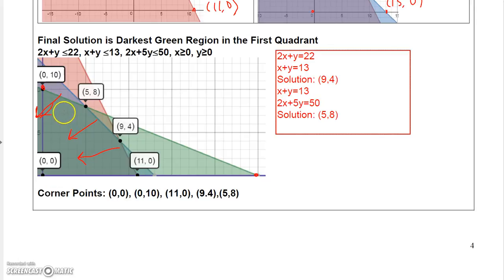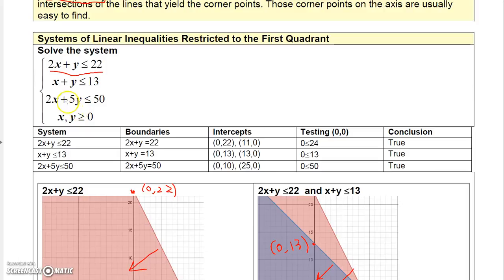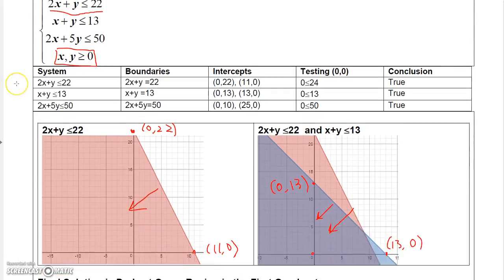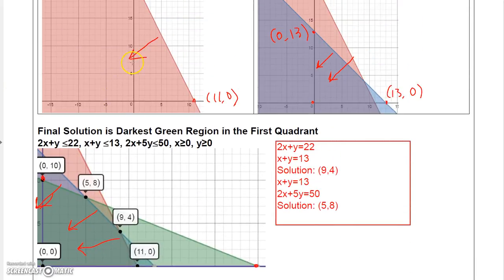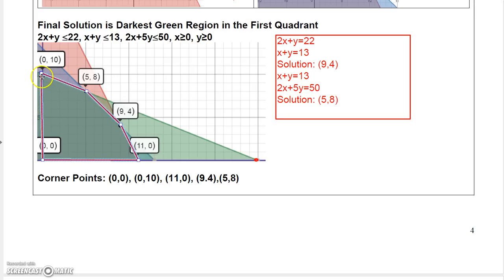Now normally that dark green region would go on infinitely across the origin, but remember, anytime you have x and y also greater than or equal to 0, it restricts you to the first quadrant. So your solution region looks like this. Restricting it to the first quadrant, you're bounded here by the y-axis and down here by the x-axis. Then you have this piece, and then it turns here at this point, and then it turns here at this point.